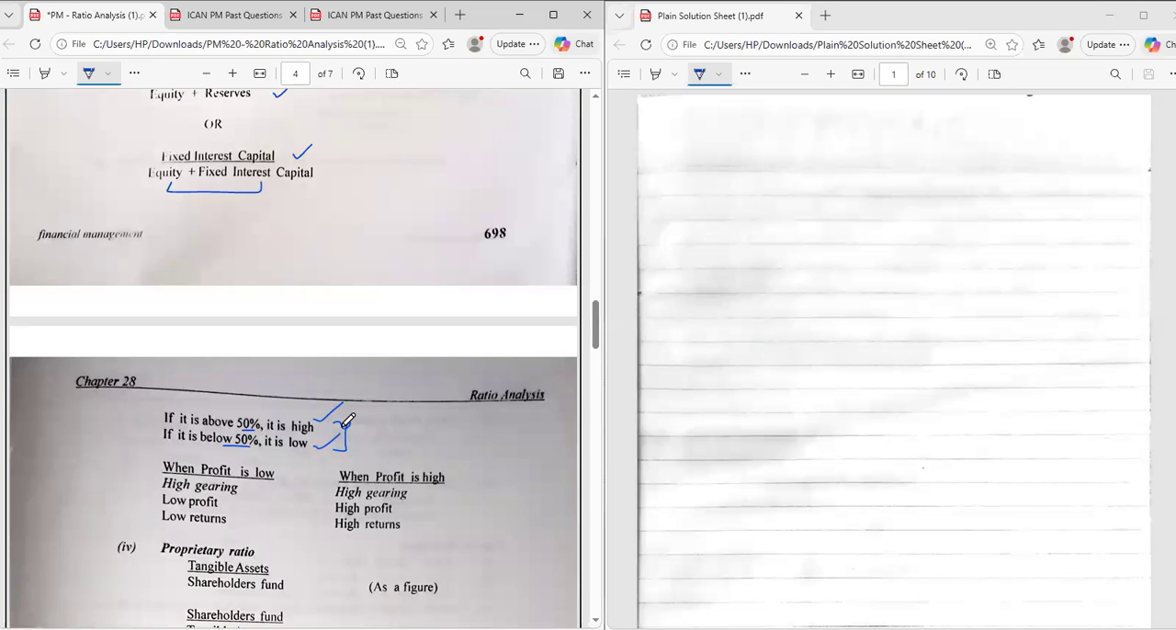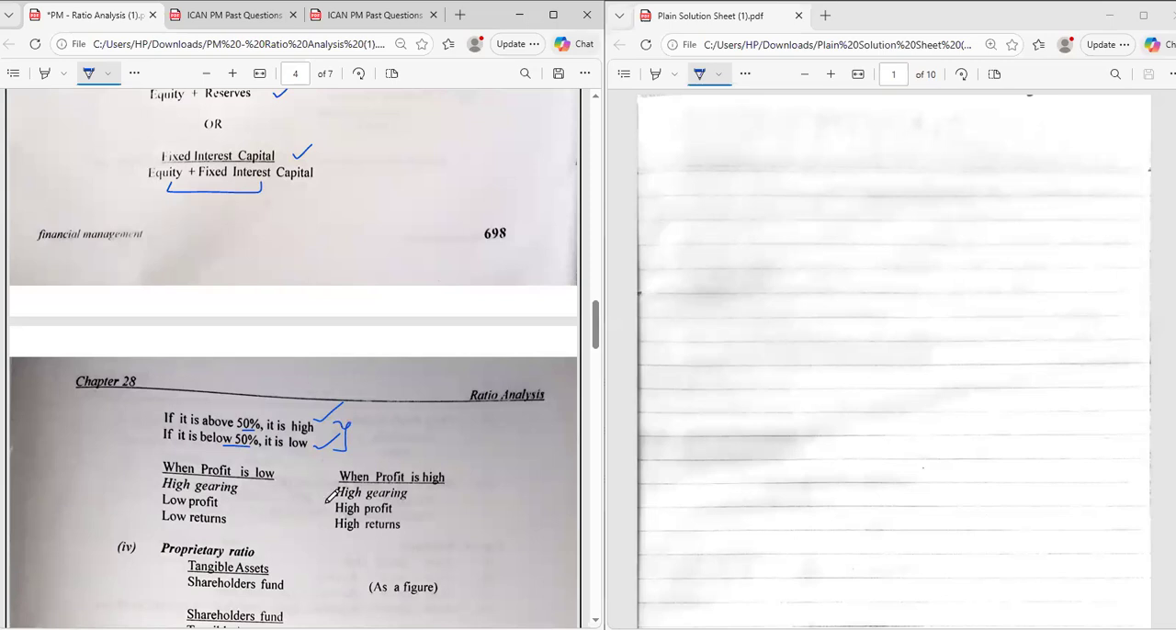The business is more financed with debt than equity, because gearing measures the relationship between debt and equity. It tells us how your business is being financed. Is it more of debt or equity? So when the gearing is above 50%, it means that the company is financed mostly by debt. And if the gearing is less than 50%, it means that it is lowly geared. It is financed with low debt.